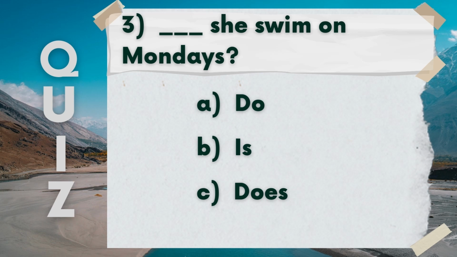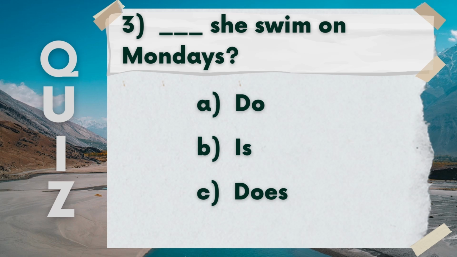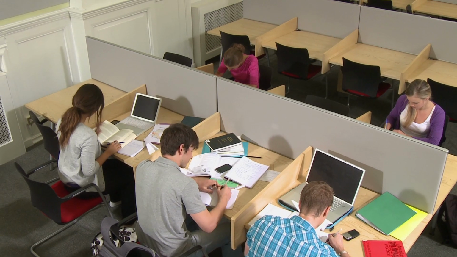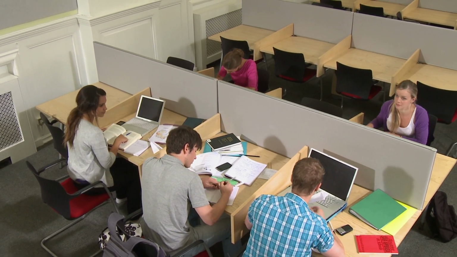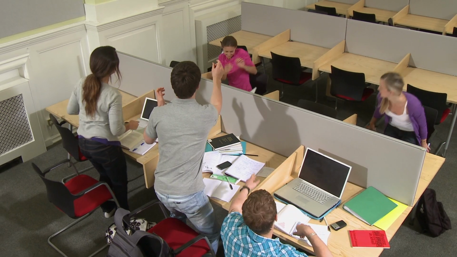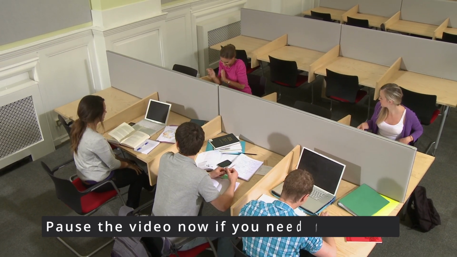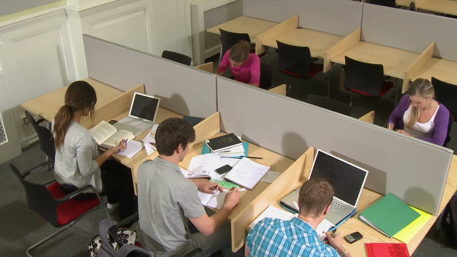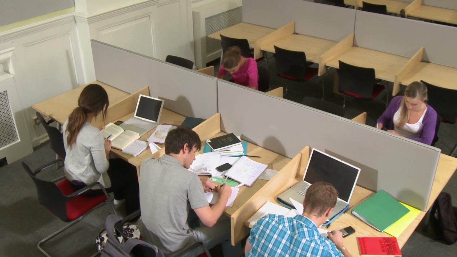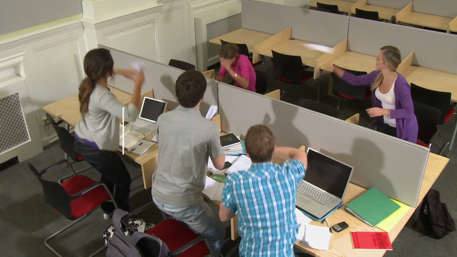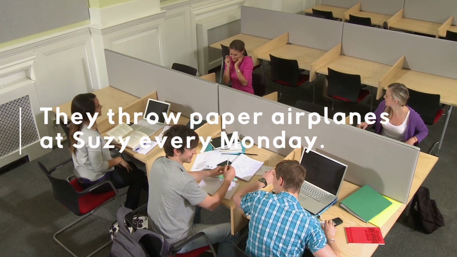Question 3. She blank swim on Mondays. A, do. B, is. C, does. If you said does, you would be correct. Does she swim on Mondays? Here's a scene. Can you add a present simple sentence to this scene? Here's an example. They throw paper airplanes at Susie every Monday.